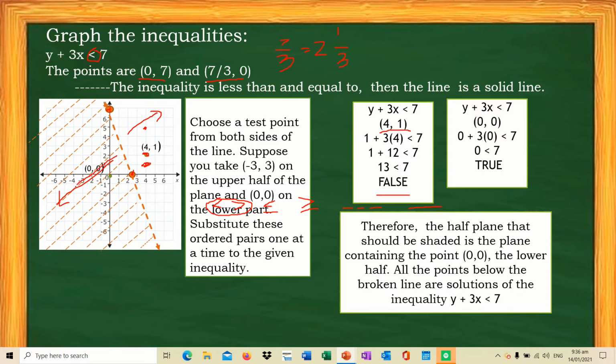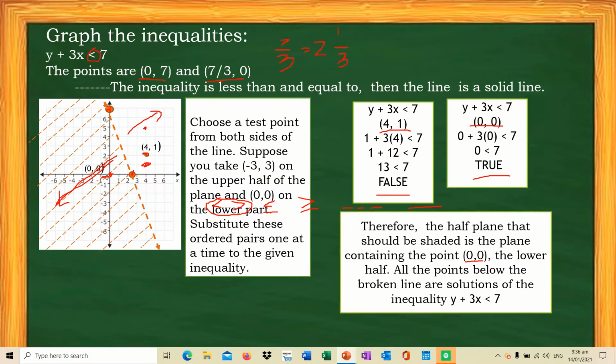Okay, dito natin kukunin sa lower part ng line. So, let us use the easiest point. Okay, eto, 0, 0. So, x is 0 and y is 0. So, 0 plus 3 times 0, of course, is 0, is less than 7 and that is true. So, since yung ordered pair that makes the inequality true is 0, 0, so yung region or the half plane containing this point should be shaded.